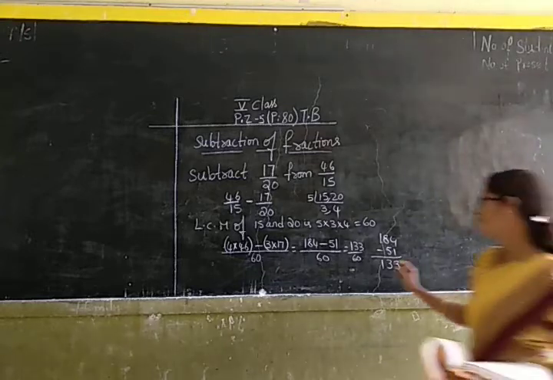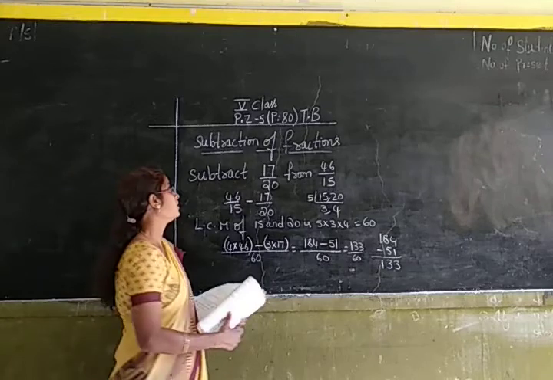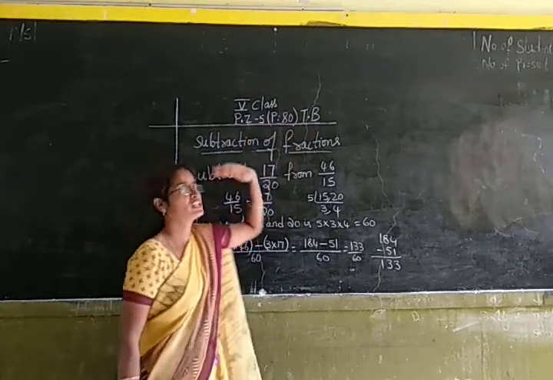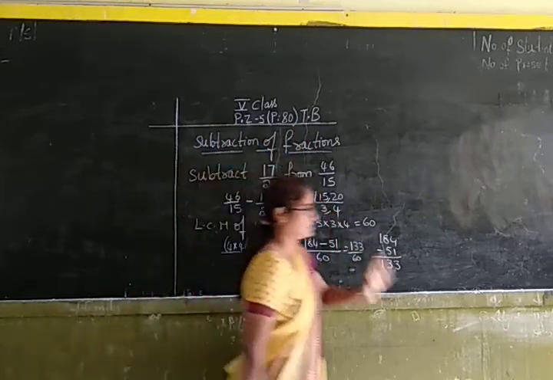So this is the answer. This is the way of doing the subtraction. Okay children. Now let us do practice zone 5 on page number 80 of the textbook.